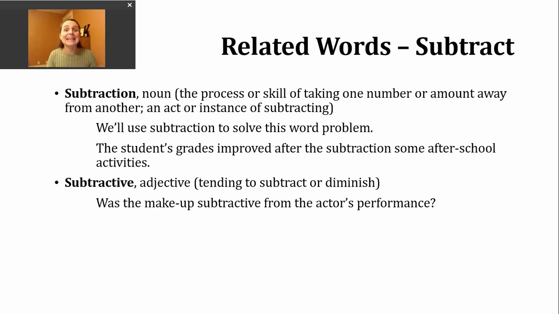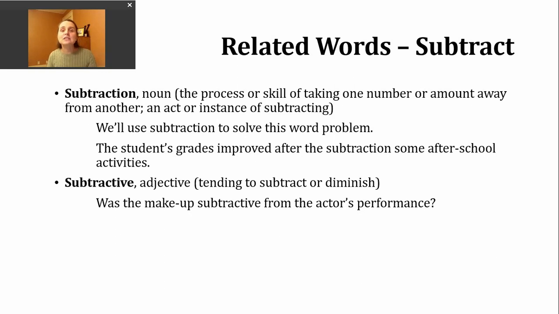So let's look at an example of this usage. We'll use subtraction to solve this word problem. A second way to think about the noun subtraction is just any act or instance of subtracting. So again, we can think back to our verb meanings about removing, diminishing, or detracting from, taking away. All of those can apply here. So let's take a look at an example sentence with this particular meaning.